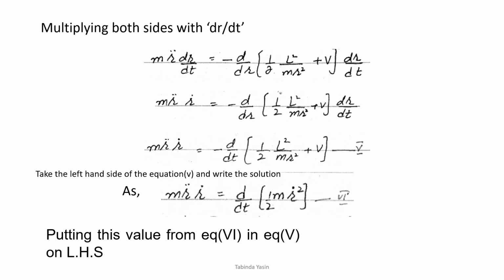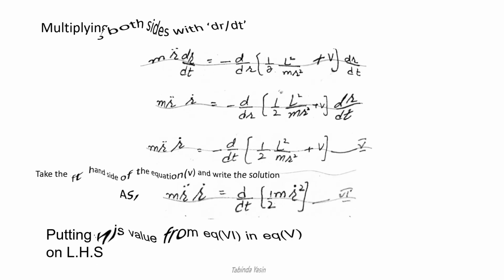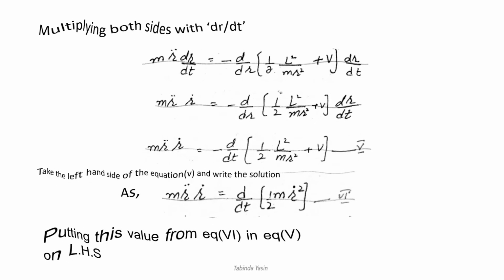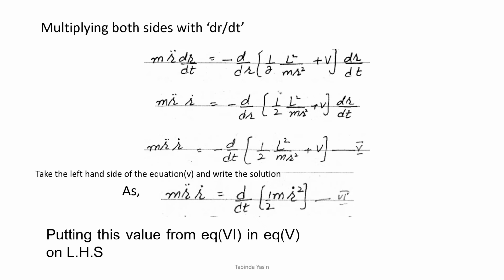Here cancelling dr above and below, we have the equation m r double dot r dot is equal to minus d by dt into 1 over 2 L square over m r square plus V, bracket close.